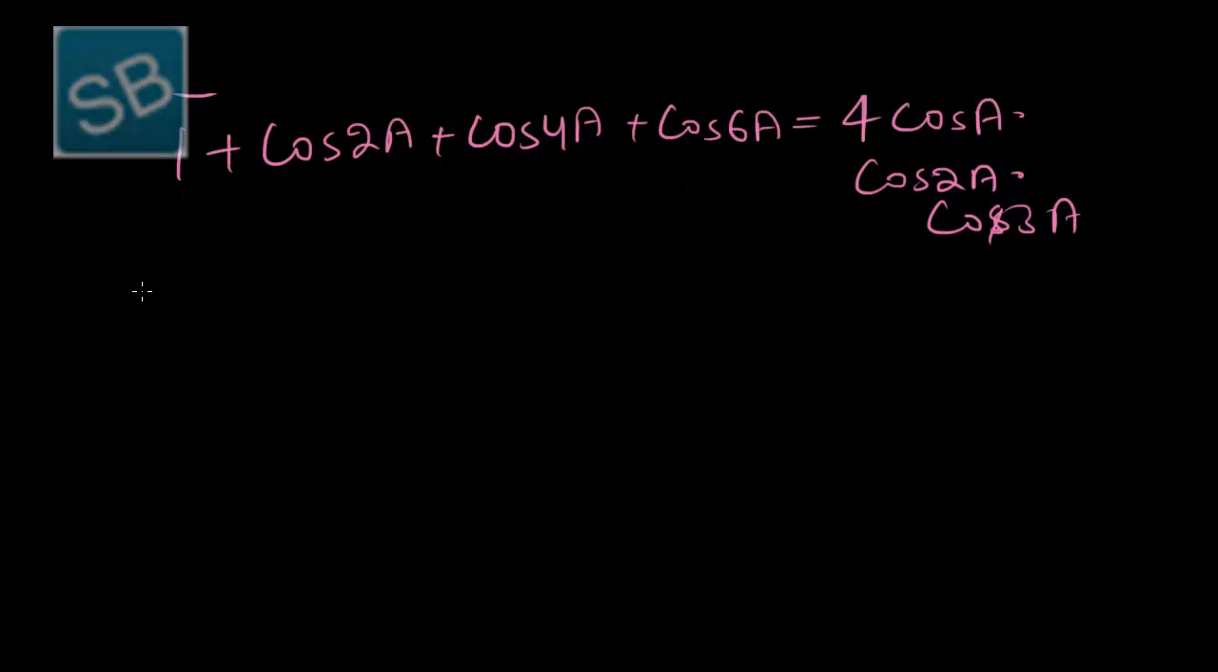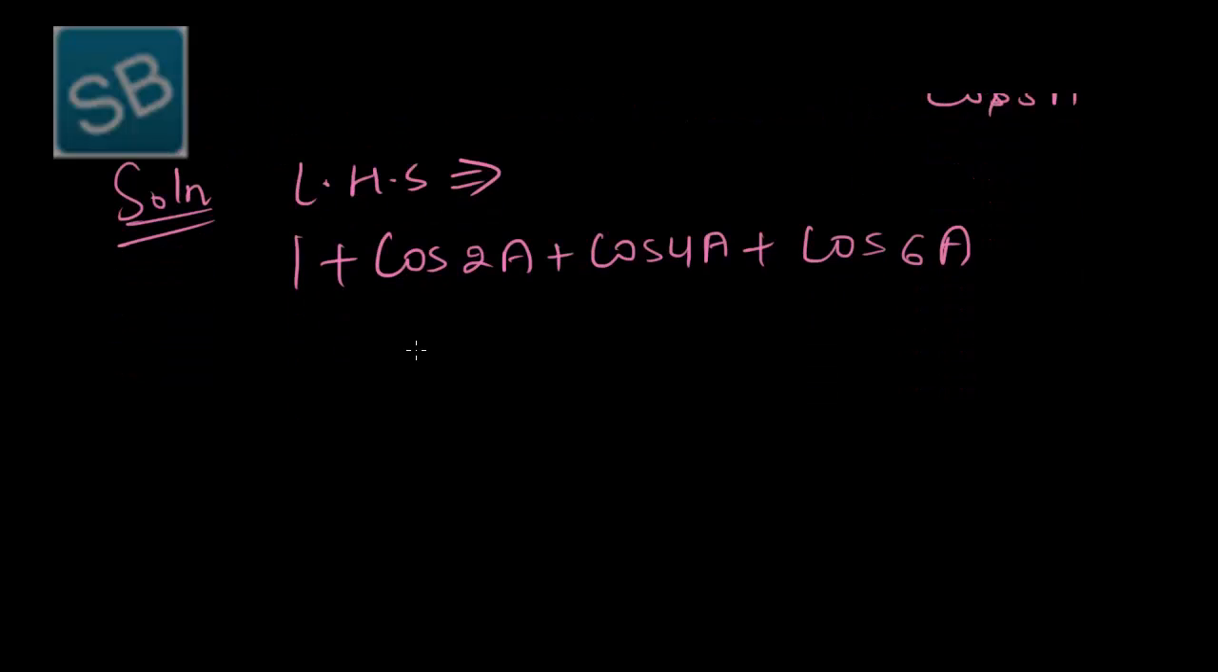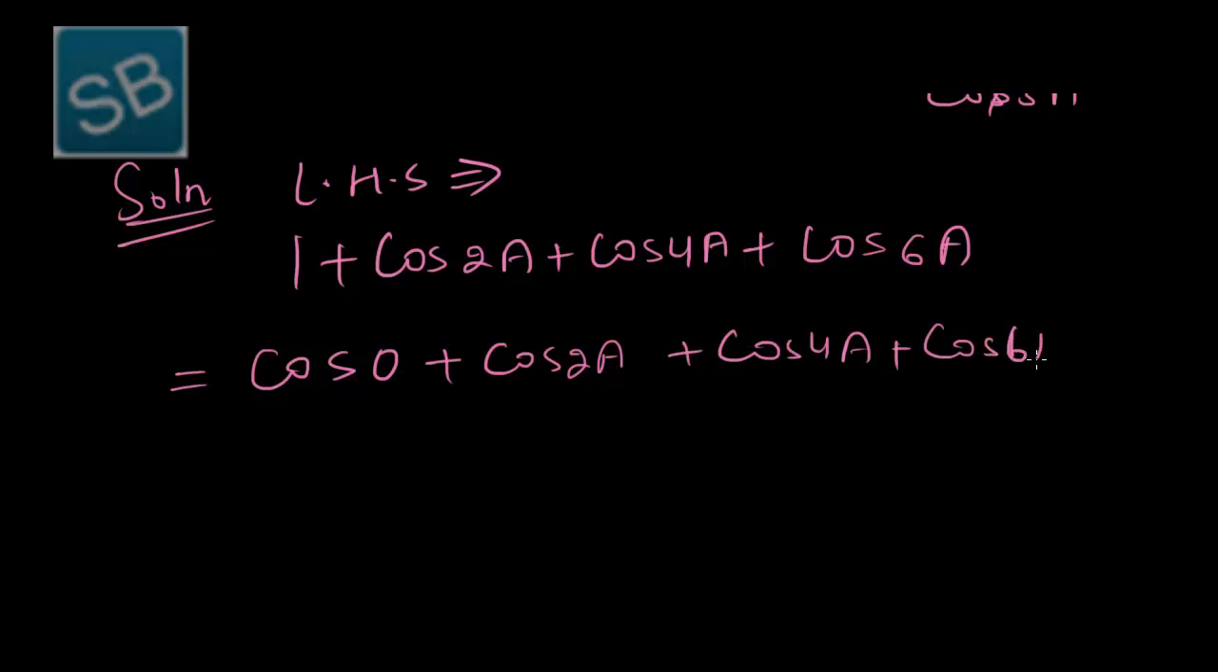So to solve this, we take the left hand side, that is 1 plus cos 2a plus cos 4a plus cos 6a. So if we see, 1 can be written as cos 0, and this is cos 2a, this is cos 4a, this is cos 6a. So what can we do? We will use the sum or difference as a product form.